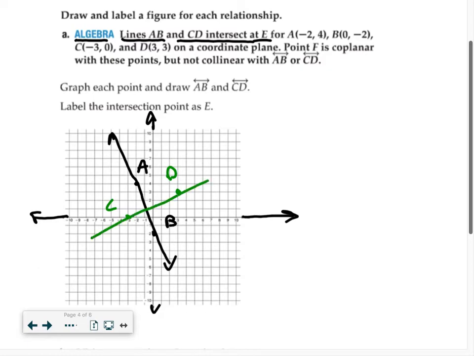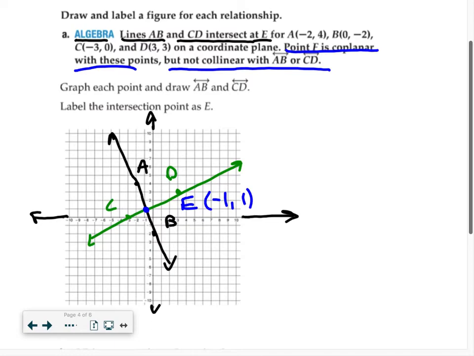So there's line CD. They intersect at point E. So clearly these two lines AB and CD do intersect. They're telling us that point of intersection is E, which appears to be the point (-1, 1). So there's the intersection of those two lines. And then it also says point F is coplanar with these points, but not collinear with AB and CD.